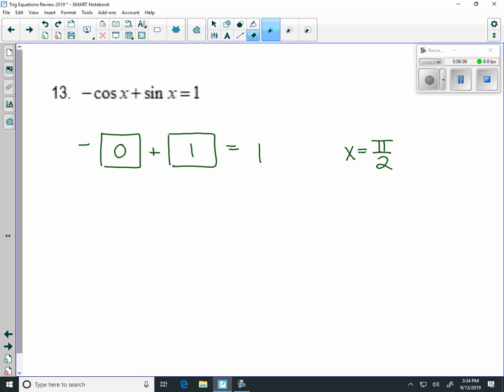Now, there are other places this also works, so I'm going to erase and keep going. So we did 0 and 1. I should keep track of what we used. All right, what about 1 and 0? We're trying 1 and 0 right now. Because of this negative, that's not going to work. So 1 and 0 is not going to work. But if I use negative 1 and 0, that point at pi, those two negatives are going to cancel.